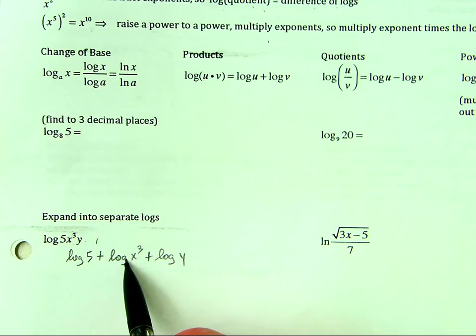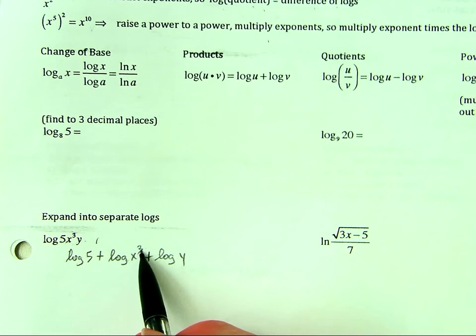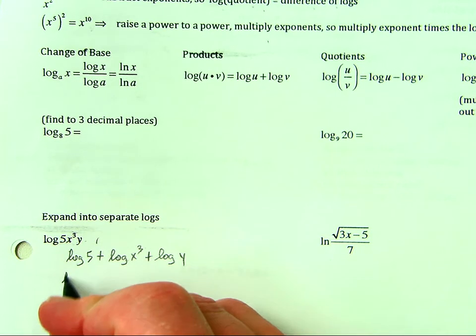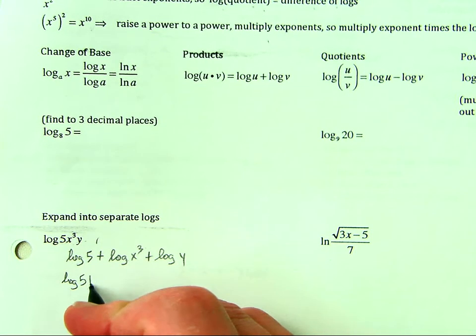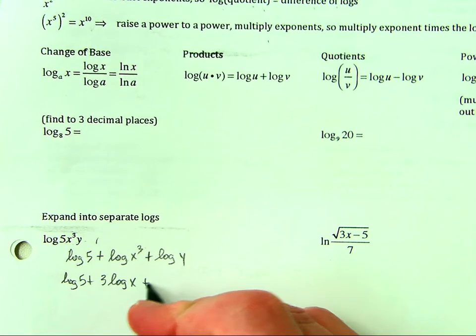Now we're not quite done here because here we have an exponent. So this is a power, this is like a power to a power. So we multiply, so we're going to take that exponent and multiply it out front. So we have the log of 5, we bring that out front, so that's 3 log of x plus the log of y.